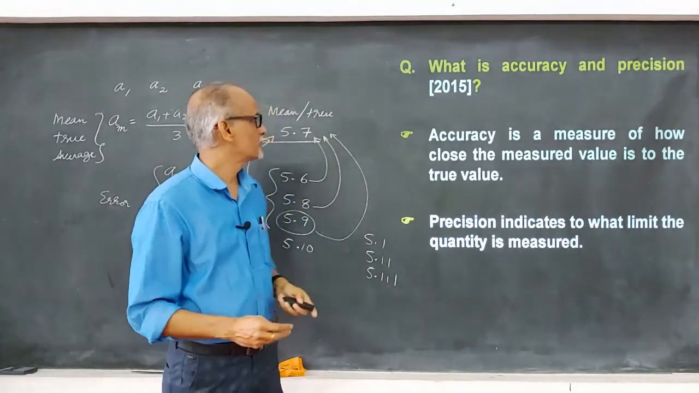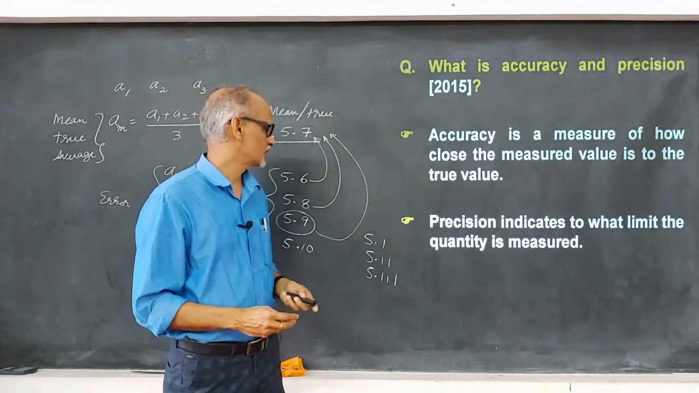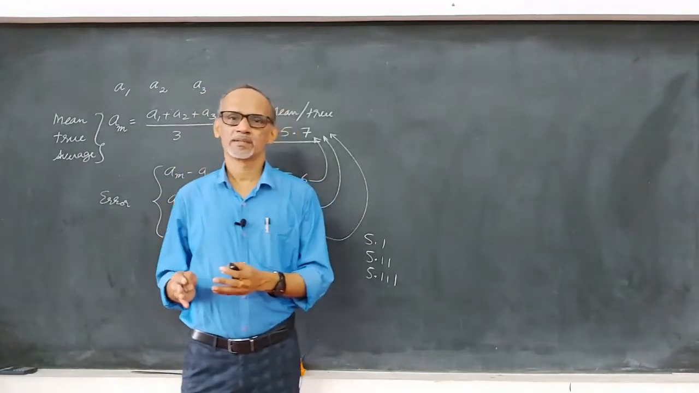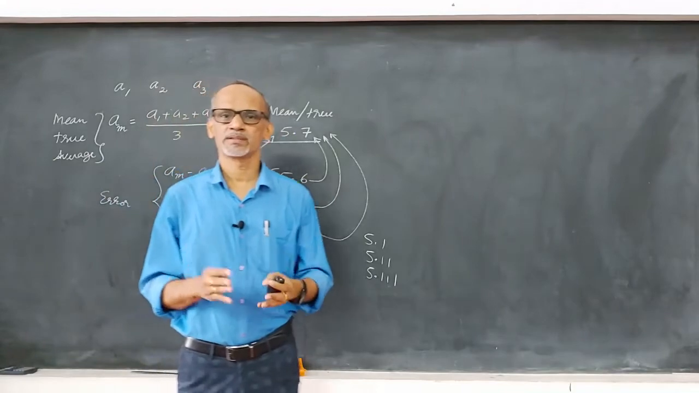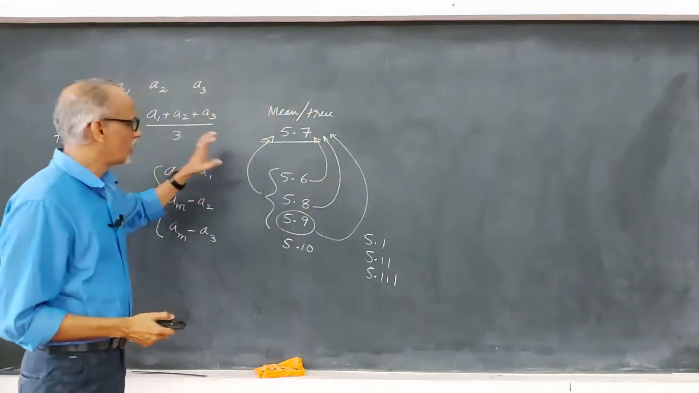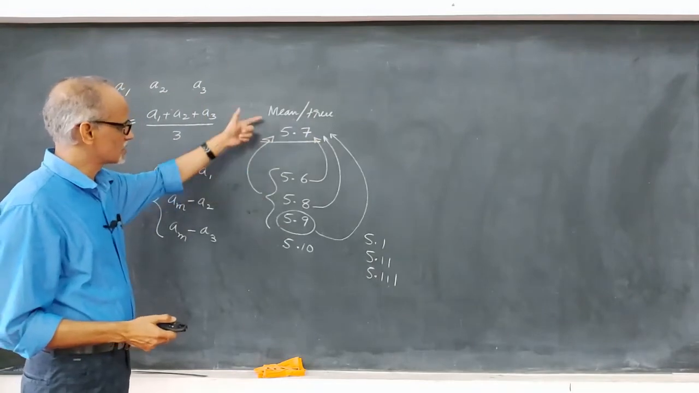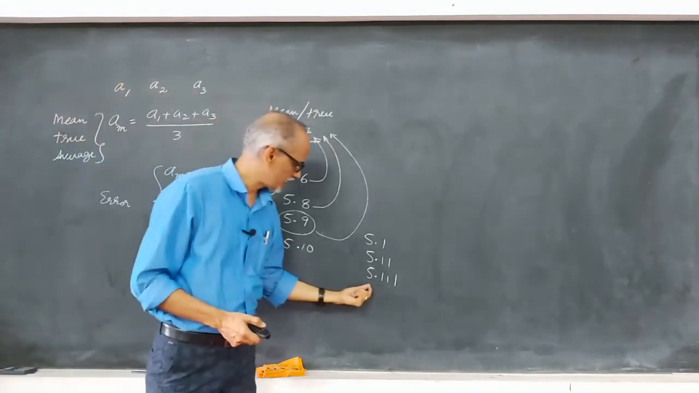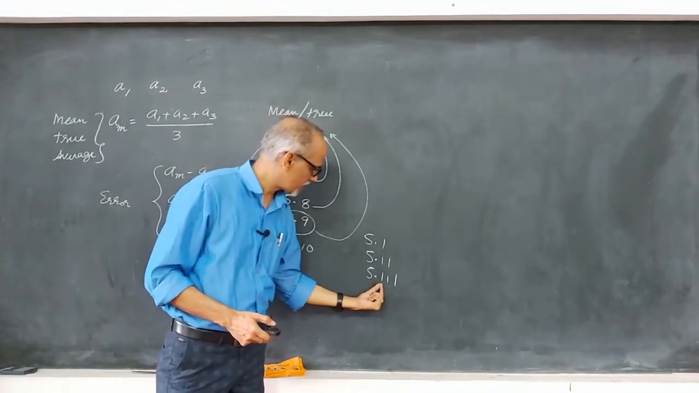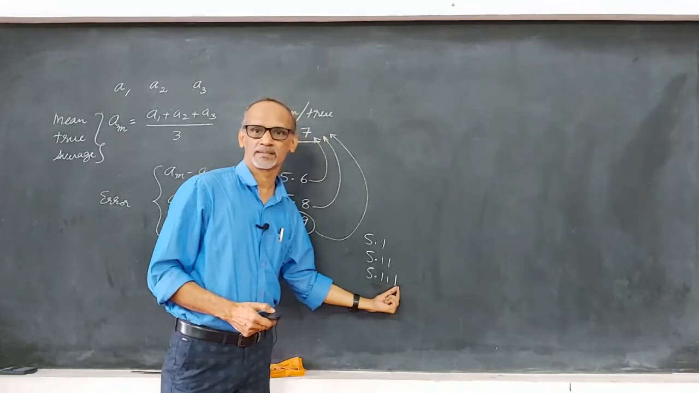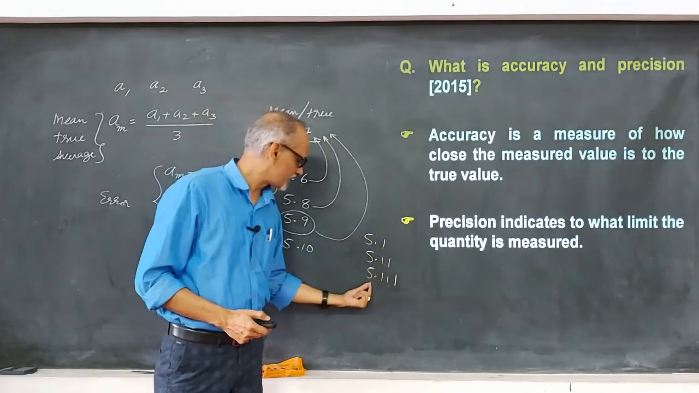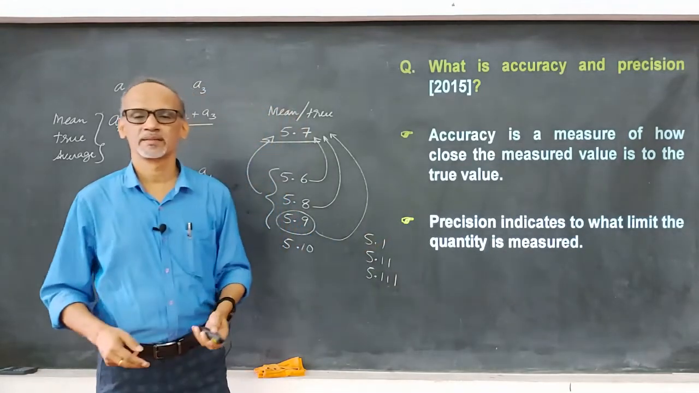So this is the question that appeared in 2015: what is accuracy and what is precision? Accuracy indicates how close the measured value is to the true value, and precision indicates the limit to which a value can be measured. That is called precision. Precision indicates the limit to which the quantities are measured.